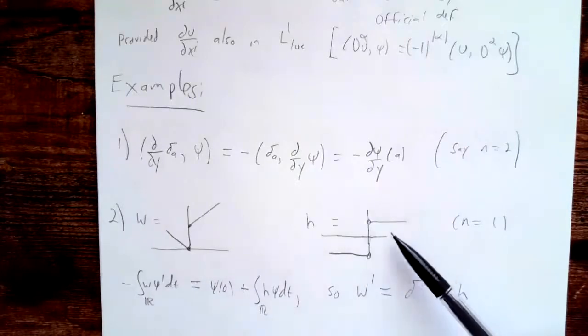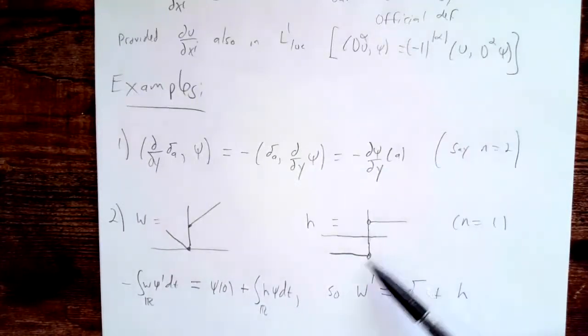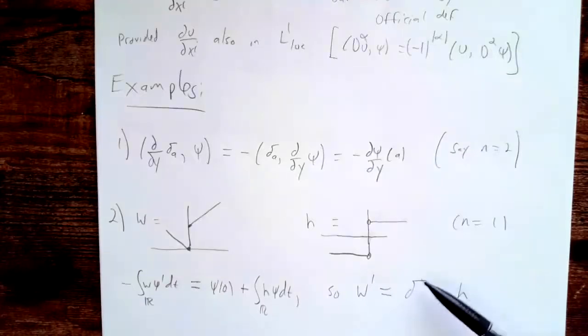And yet W has a distributional derivative, precisely because we can exploit the fact that not every distribution has to be integration against a function. So the fact that the Dirac delta is a distribution comes in and saves the day and gives us this nice formula.